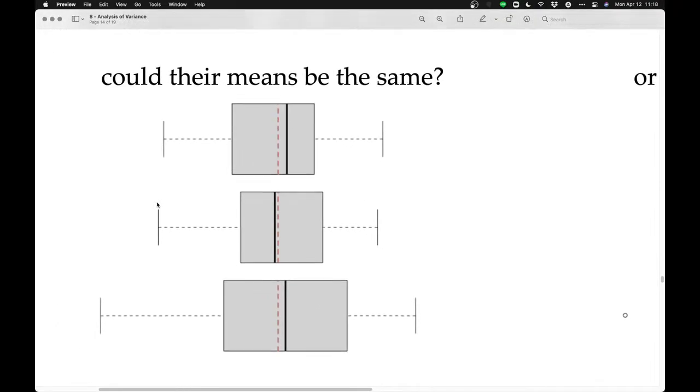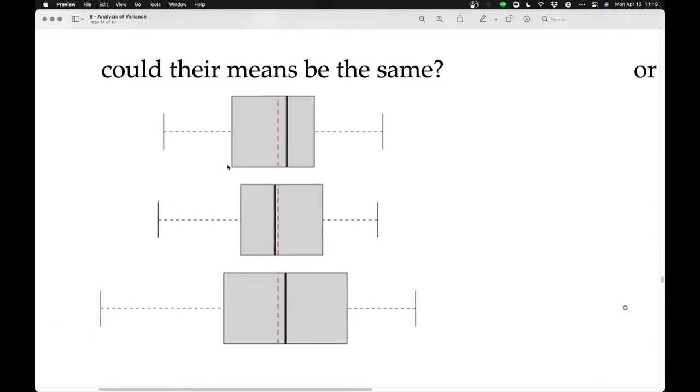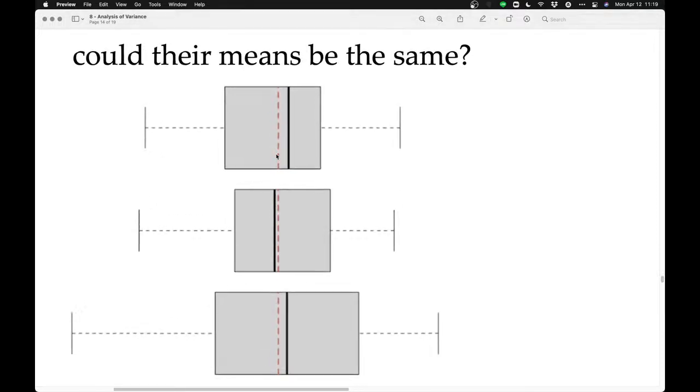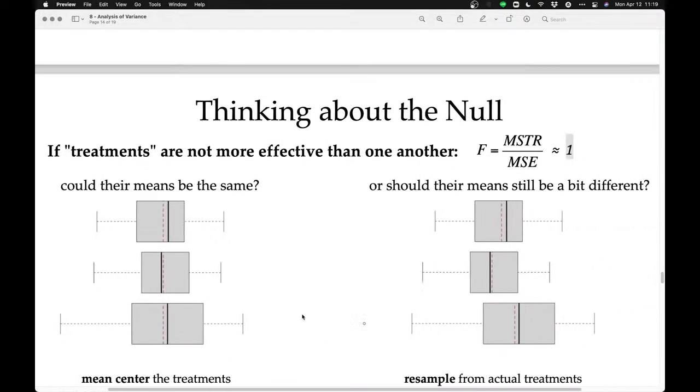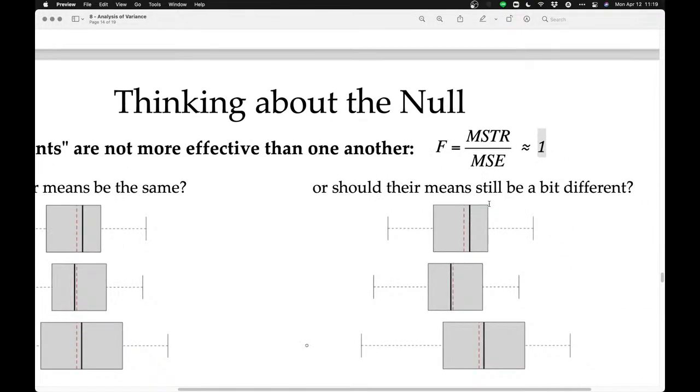To have F be close to 1, would it have to look like this, where the three treatments, and remember again, the means are these dashed red lines now, not the thick line. The thick lines are the medians. So would the means, if they are exactly the same, if the three means have to be exactly the same for F to be 1?